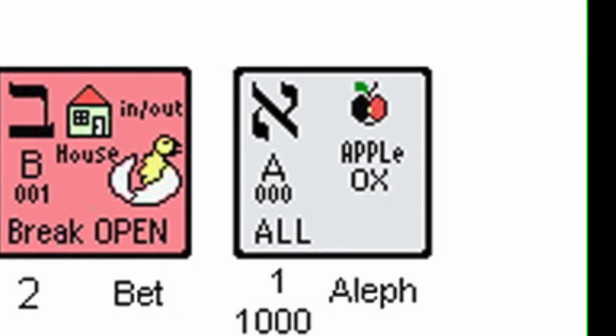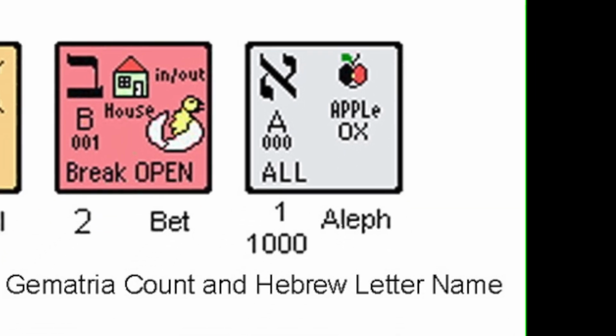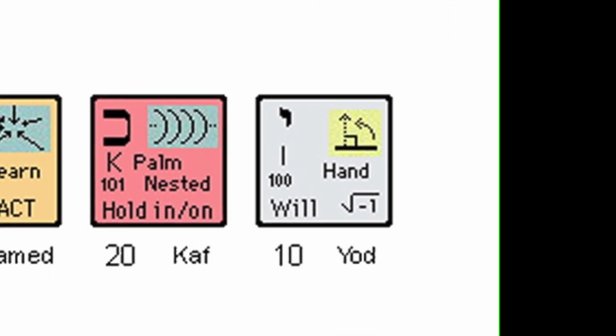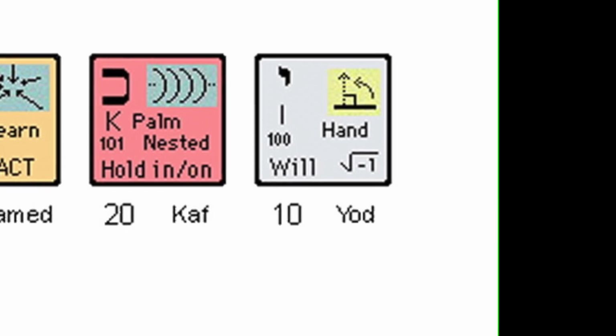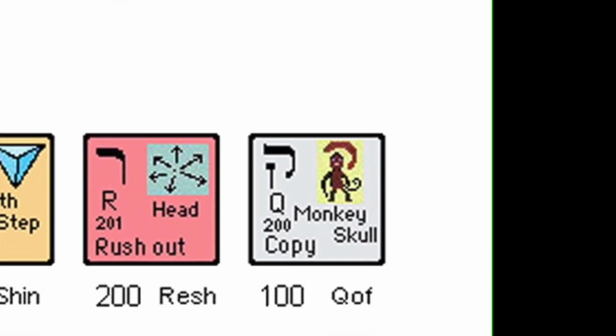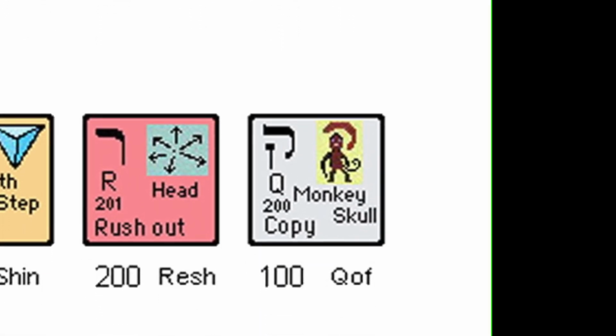So let's put Aleph at the origin. That would be 0, 0, 0. Let's put Yud at the next level up. That would be 1, 0, 0. And then what do you have here? Kuf. So Aleph is 0, 0, 0, then you've got Yud, and then you've got Kuf.